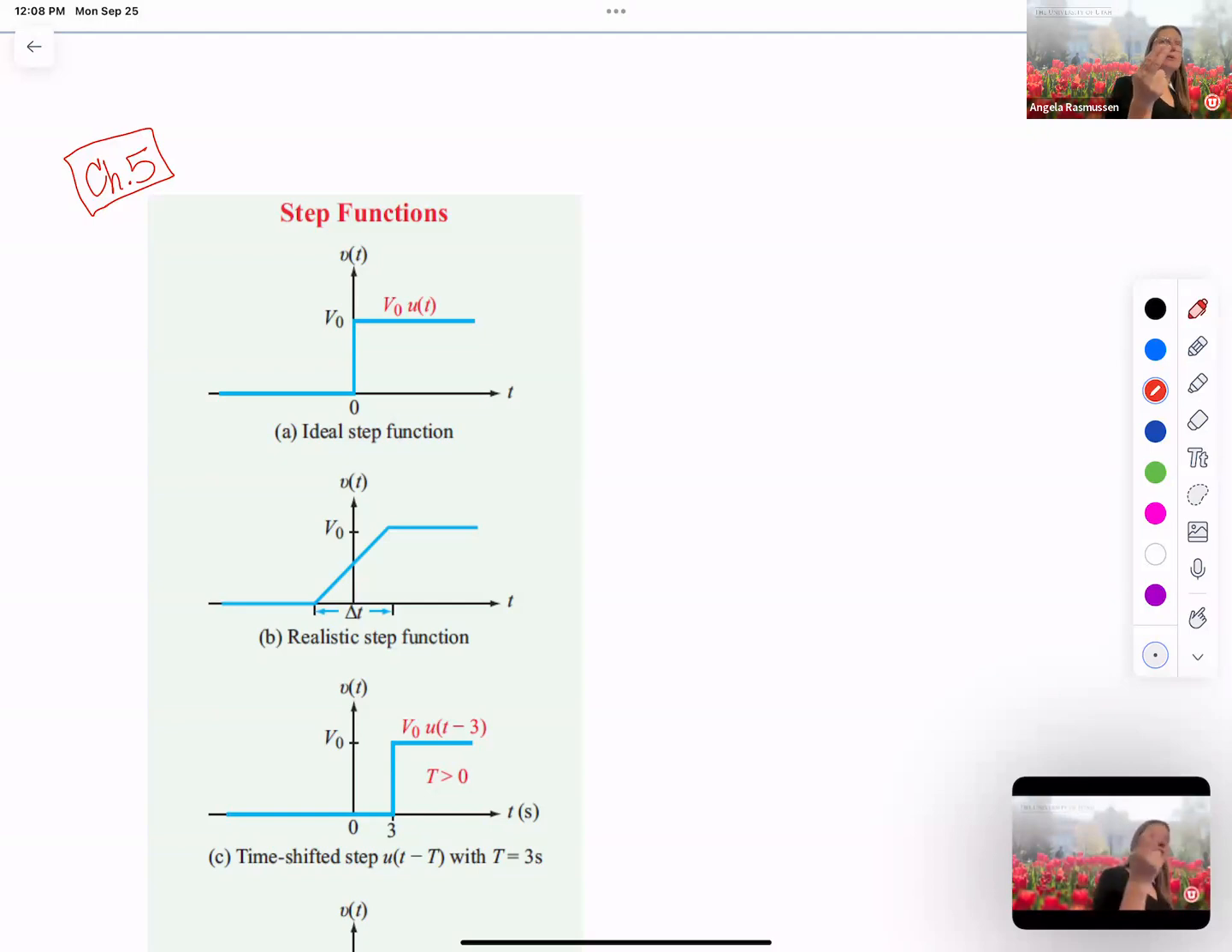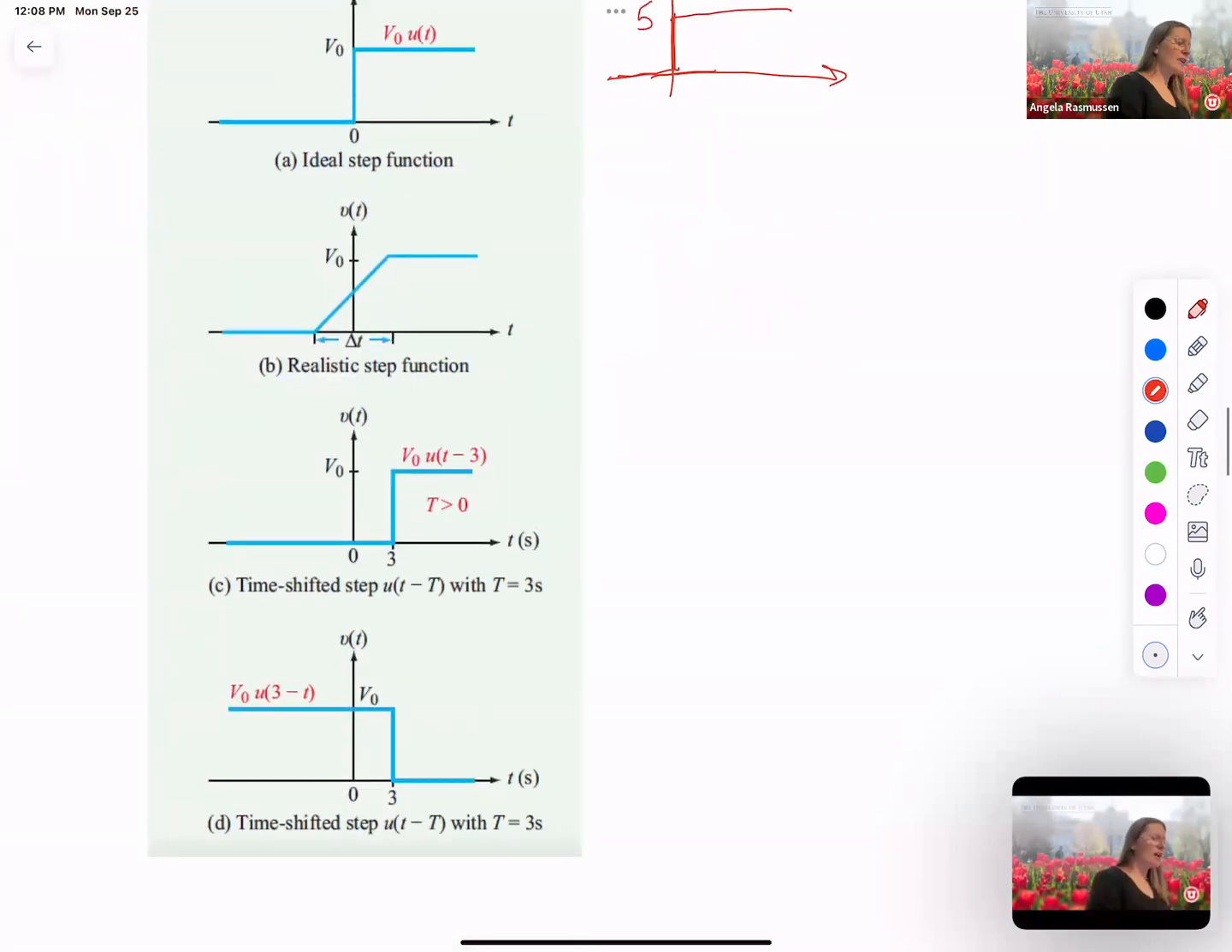So V naught would be some amplitude of it. So 5 U of t would look like this. You can have a shift. U of t minus 3 means that at a positive 3, the t minus 3 just shifts it. So that at 3 minus 3 would be 0, then I have the step function going up. So these are called step functions.